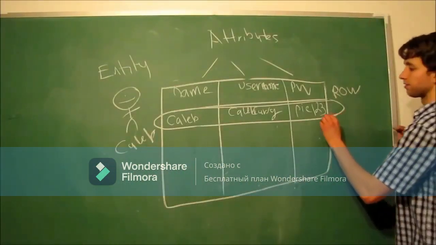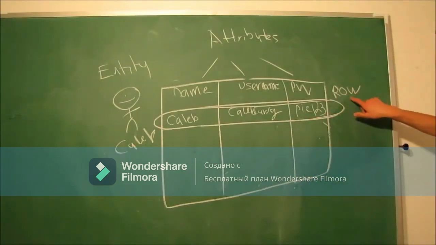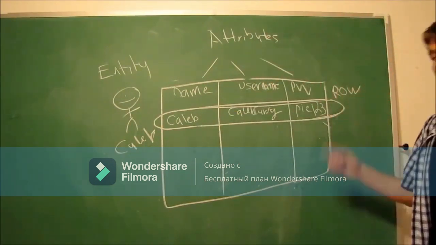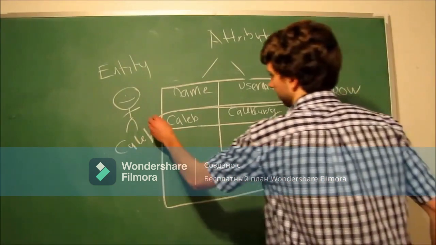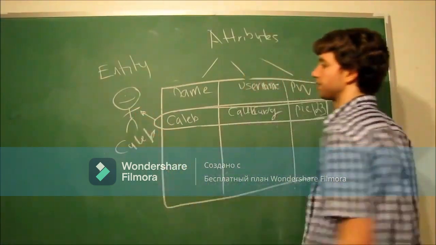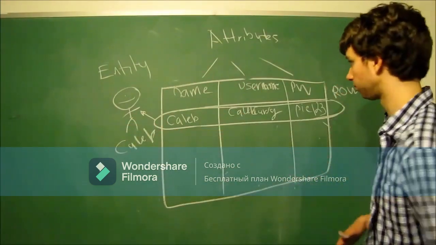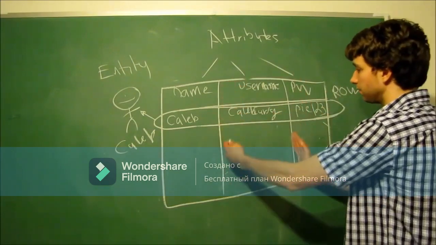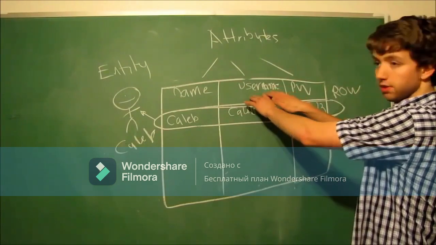So all of these values are a row. A row is all of the attribute values for a specific entity. So this row points to that entity, that person. Pretty simple. A column is all of the values for a specific attribute type. So the attribute type is username.